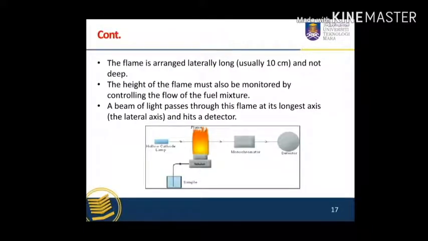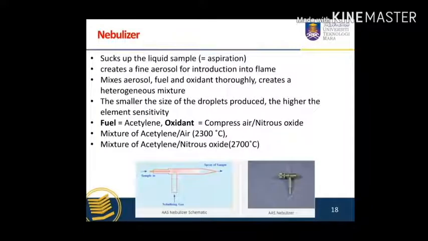The flame is arranged laterally long, usually 10 cm, and not deep. The height of the flame must also be monitored by controlling the flow of the fuel mixture. A beam of light passes through the flame at its longest axis, the lateral axis, and hits a detector. Next we go to the nebulizer. This nebulizer component is part of flame atomic absorption spectroscopy.